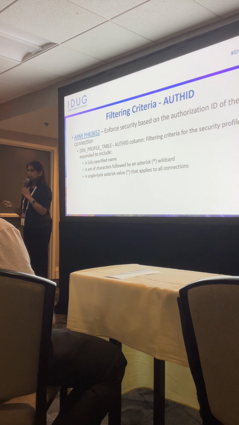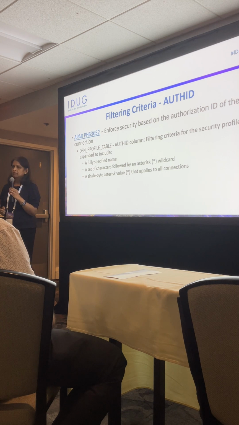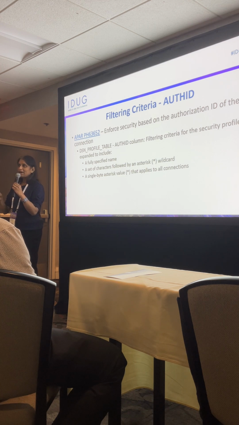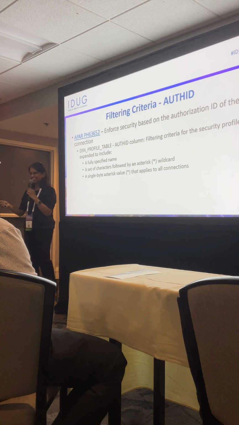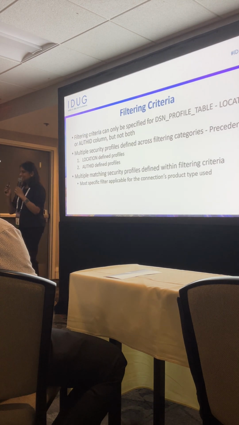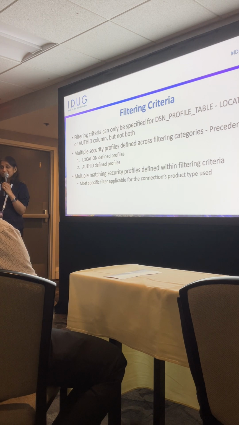Okay. Question: can I have auth ID along with the location on the same row? Just hold on, I'm going to the next slide. Okay, yeah, so that's the filtering criteria. You can specify location or auth ID column, but if you specify both, it's the location that takes precedence. We won't consider the auth IDs. It's not a combination of both.